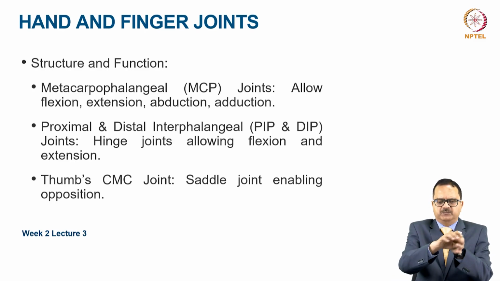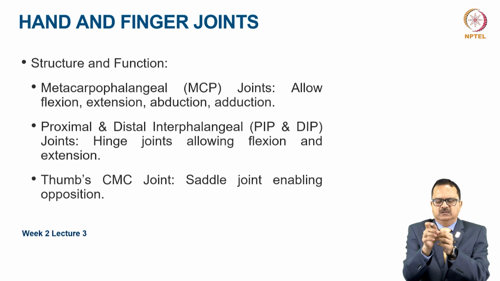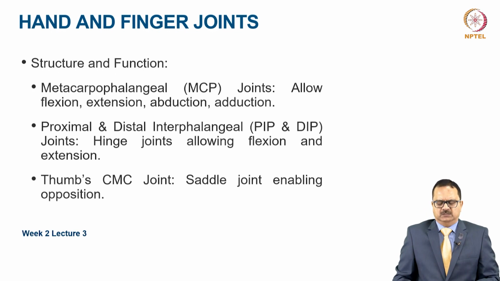So, metacarpophalangeal joints are these joints which allow flexion, extension, abduction and adduction. Proximal and distal interphalangeal joints allow flexion and extension. And the CMC joint of the thumb is a saddle joint which allows opposition of the thumb.